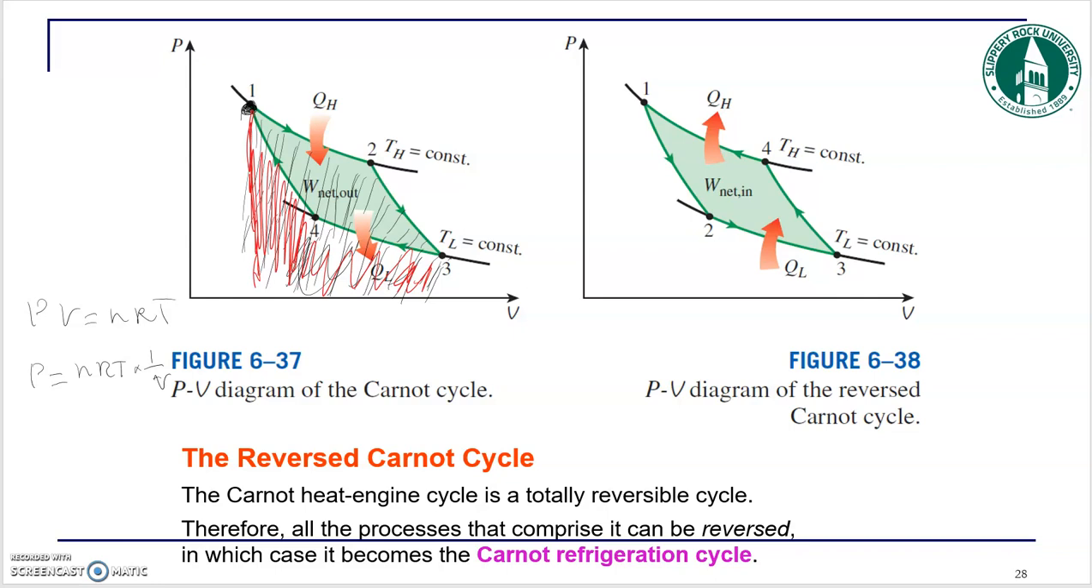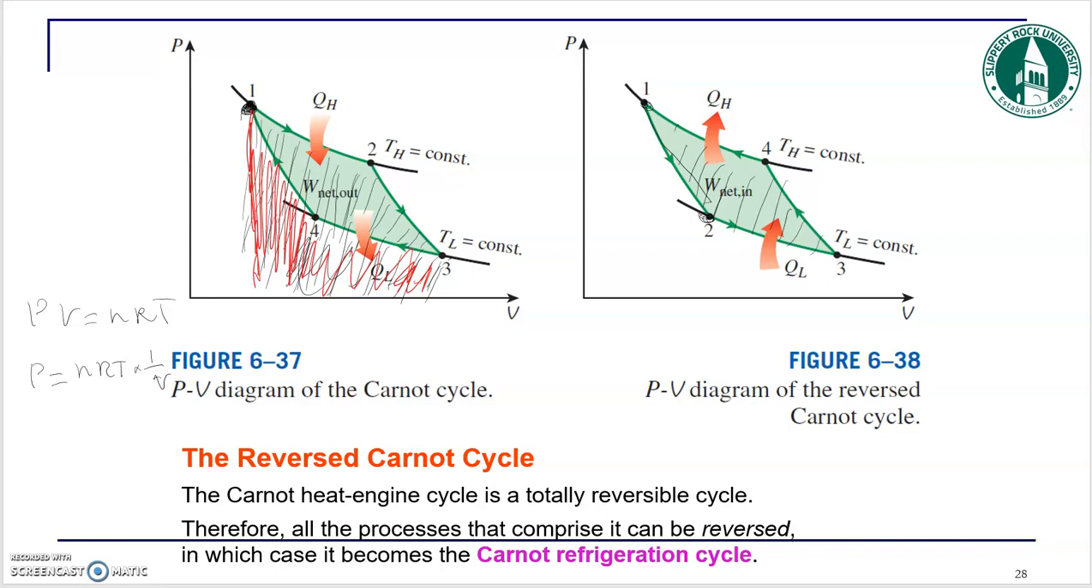So if you reverse all these processes, you get the Carnot refrigeration cycle. You start at point 1. Instead of going here, you do the reverse, and you go to point 2. Remember, this is an adiabatic process, but just in reverse format. And then at a constant temperature, then an adiabatic process, and then a constant temperature process, right? And then you will have this W net again, calculated similarly to the heat engine.